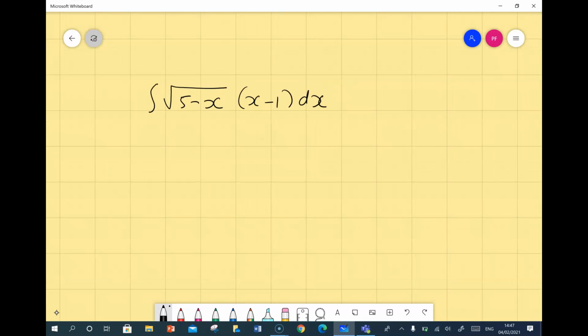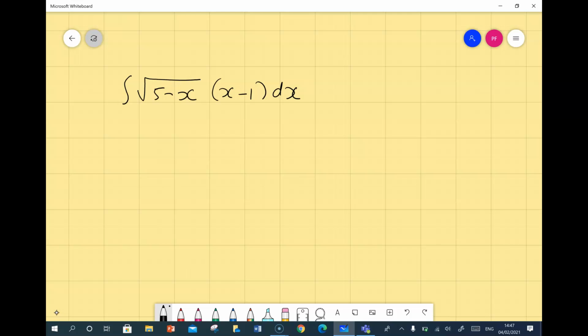So parts or substitution. I'm going to go with substitution here. Integrating by parts, perhaps, yeah, I haven't gotten into it. I'm going to let u equal the weirdest looking thing I can see, which is u is equal to the square root of 5 minus x.